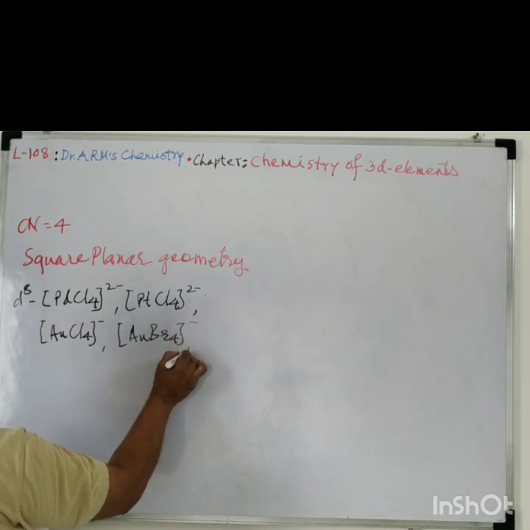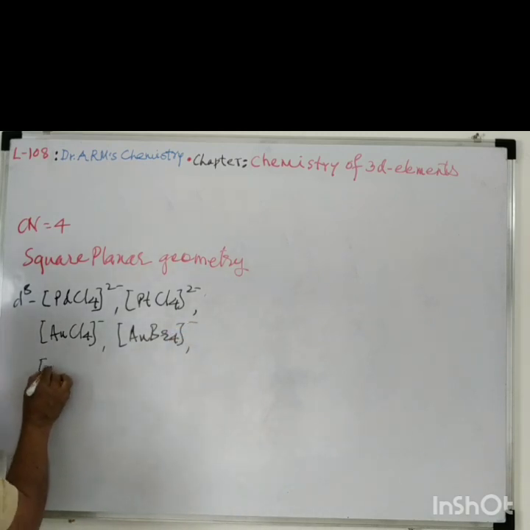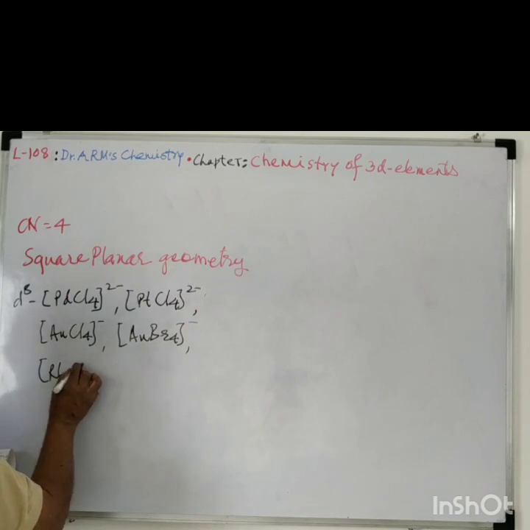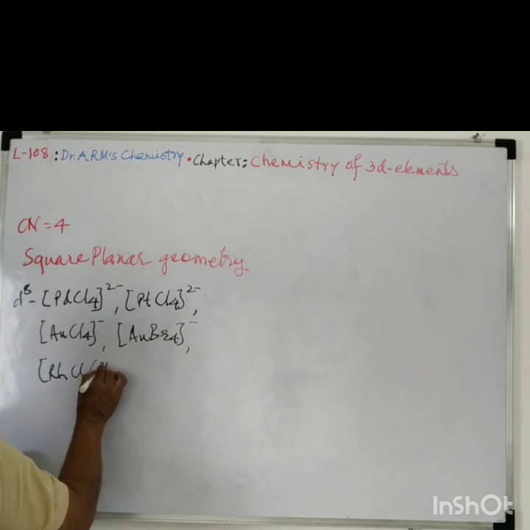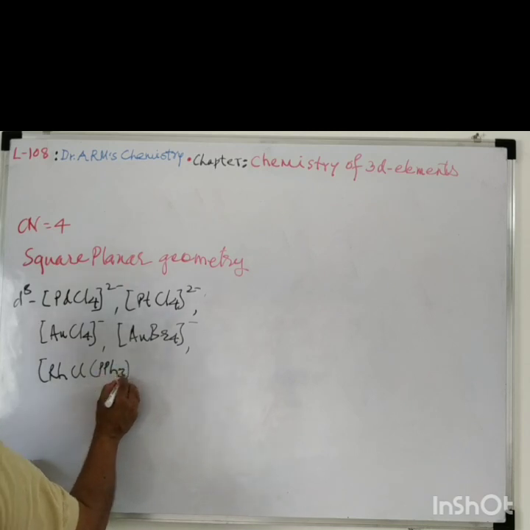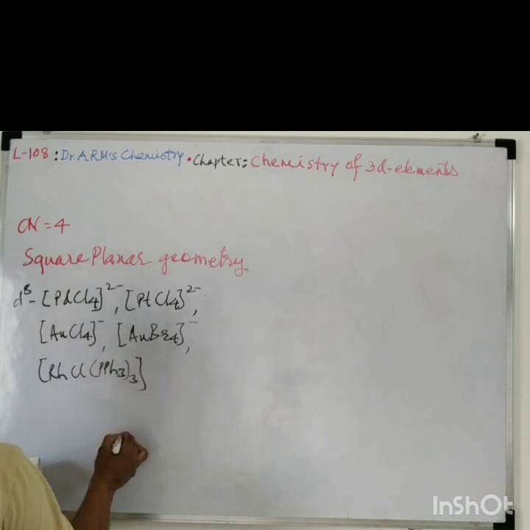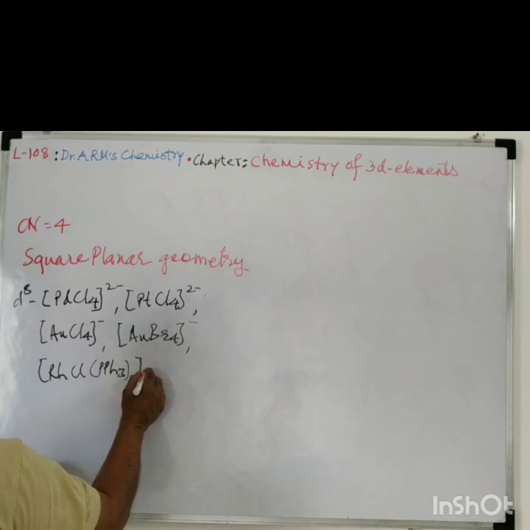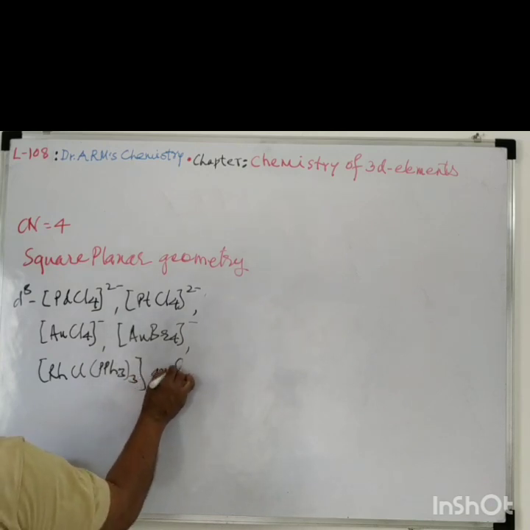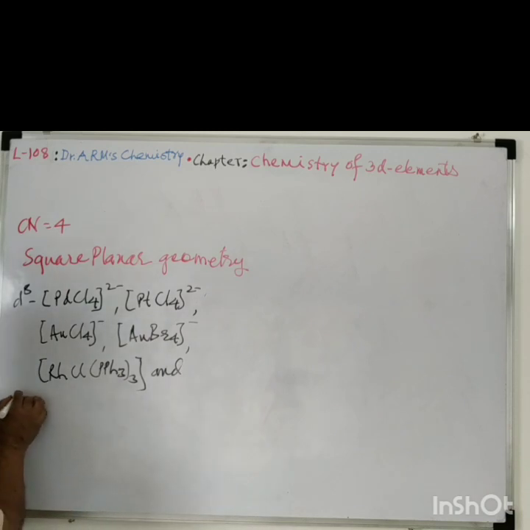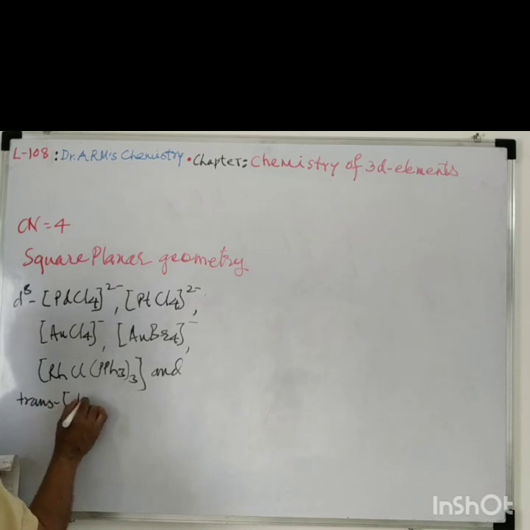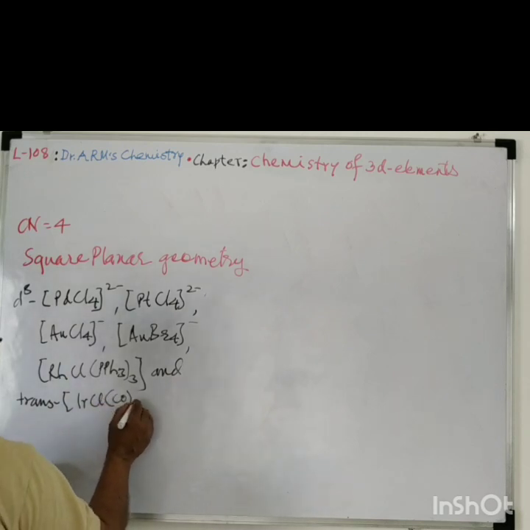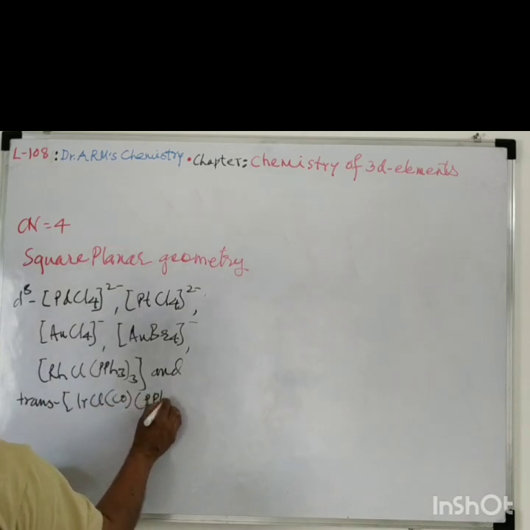then rhodium RhCl, PPh3 thrice, and trans, this iridium IrCl, then CO, then PPh3 twice.